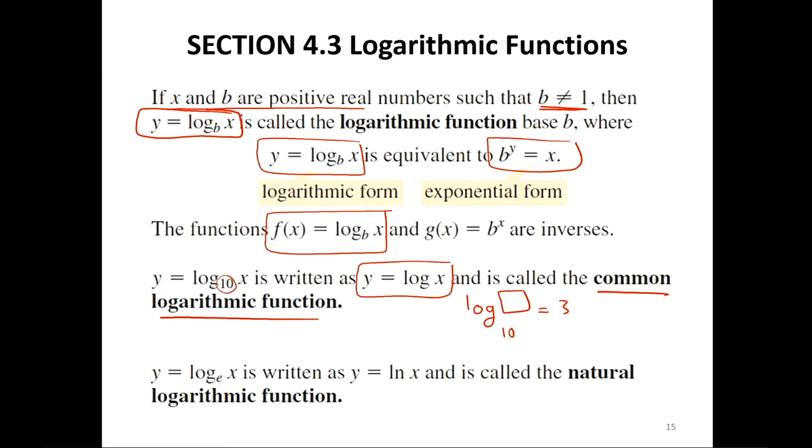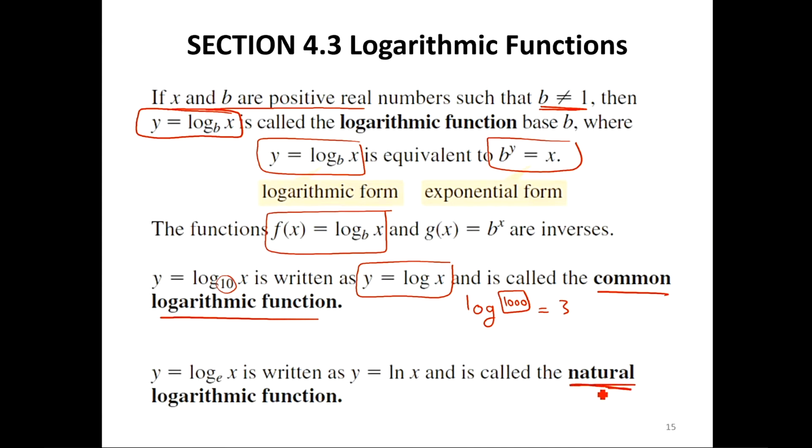But if we have base 10, we can remove the 10. No need to write the 10. We already know this is a common logarithm. This is the 10. 10 to the power 3, we have 1000. Okay, 10 to the power 3 equals 1000.